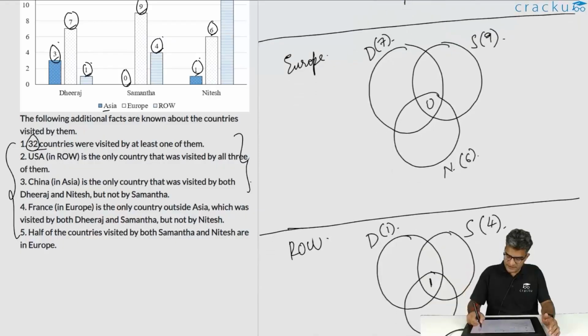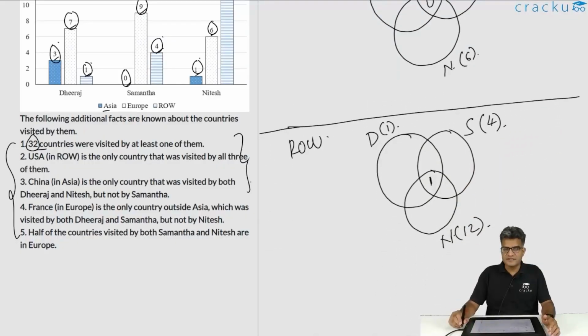Similarly, if you're looking at the rest of the world, there is only one country all 3 of them visited. Now, the total number of countries that Dheeraj visited in the rest of the world is 1. So, the only country that Dheeraj visited in the rest of the world is USA, that is known to us. So, only Dheeraj visited 0 countries in the rest of the world. Dheeraj and Samantha alone visited 0 countries in the rest of the world. Dheeraj and Nitesh alone visited 0 countries in the rest of the world, because the only country that Dheeraj visited in the rest of the world is USA.